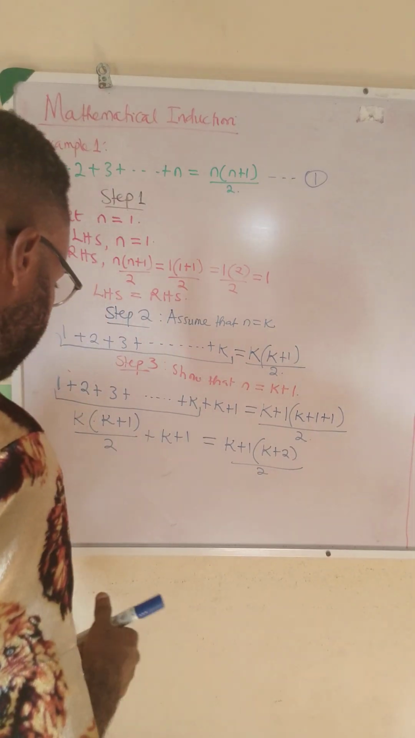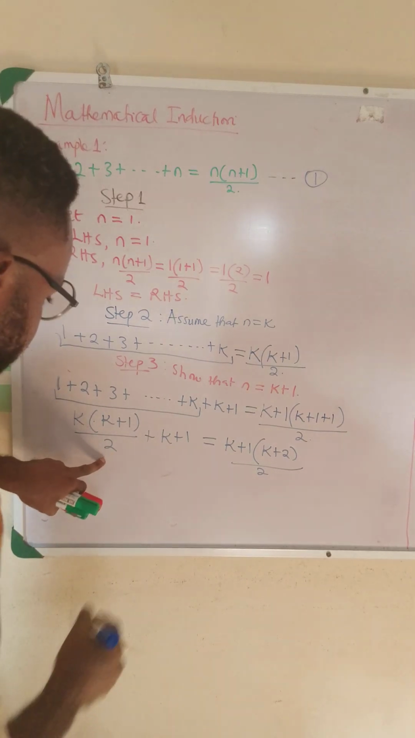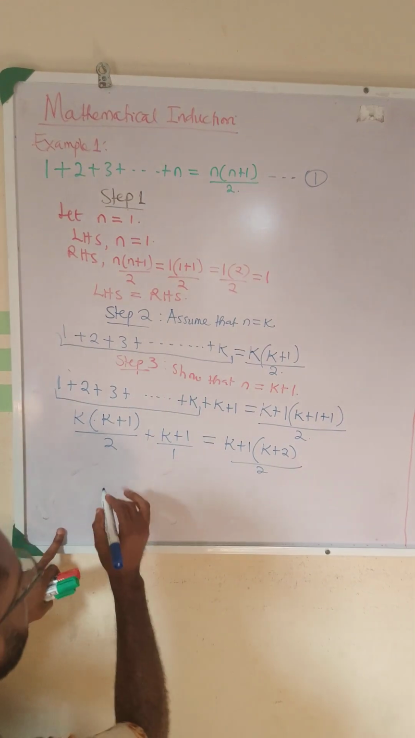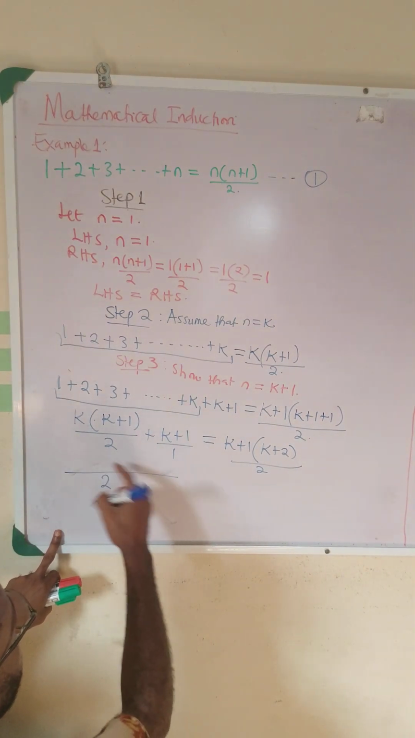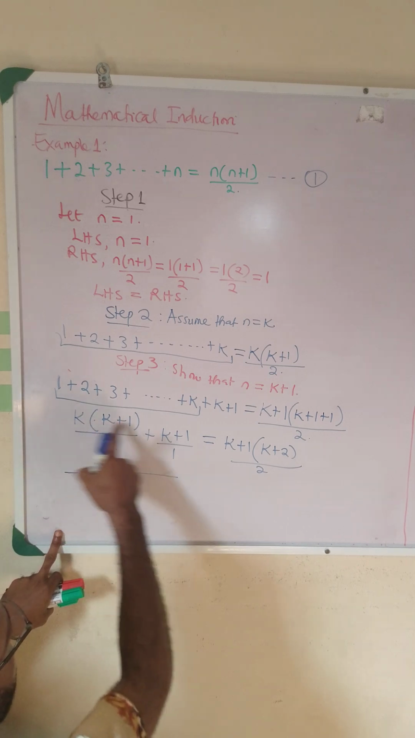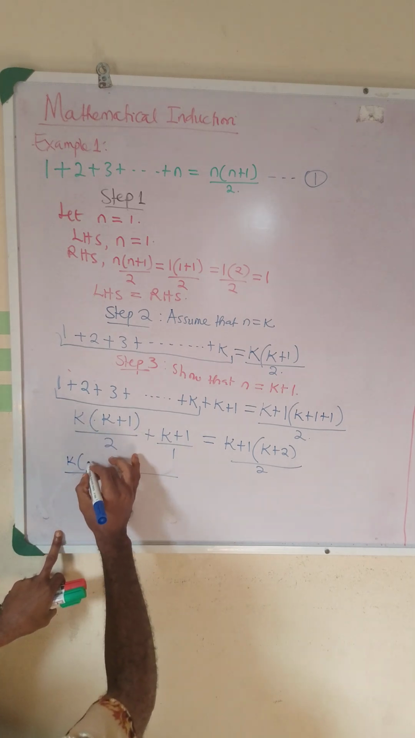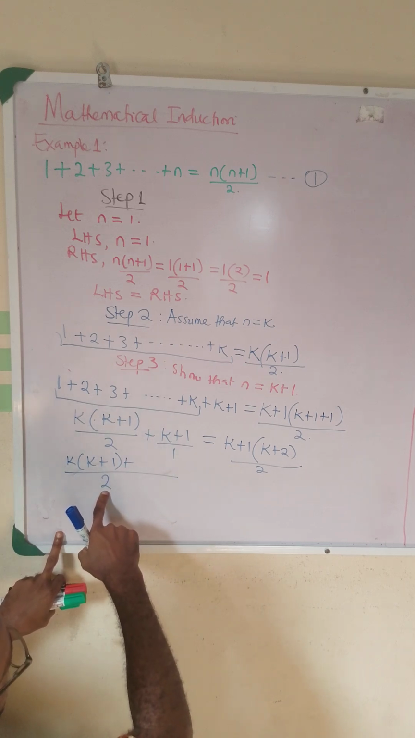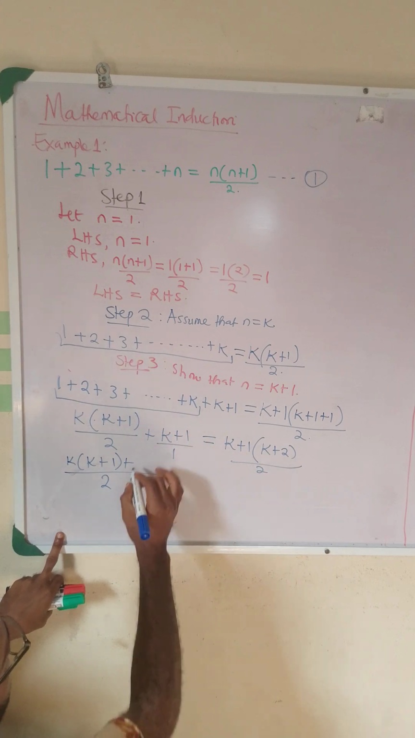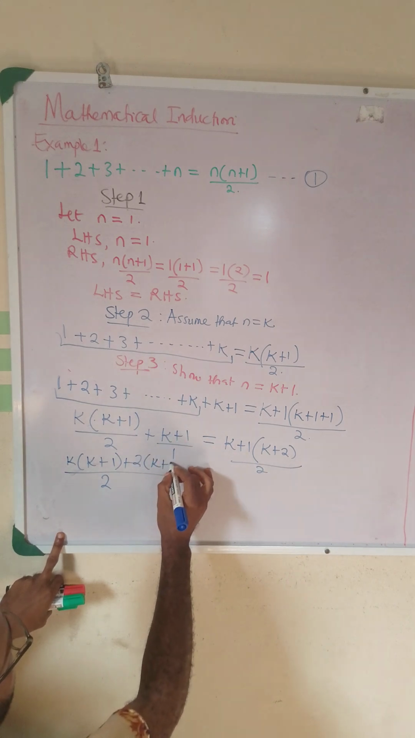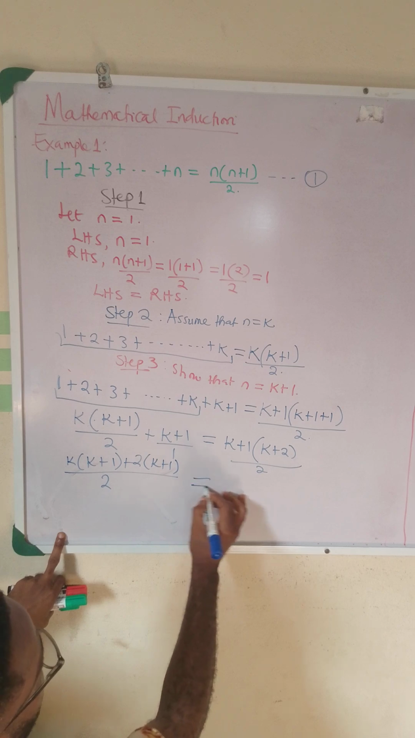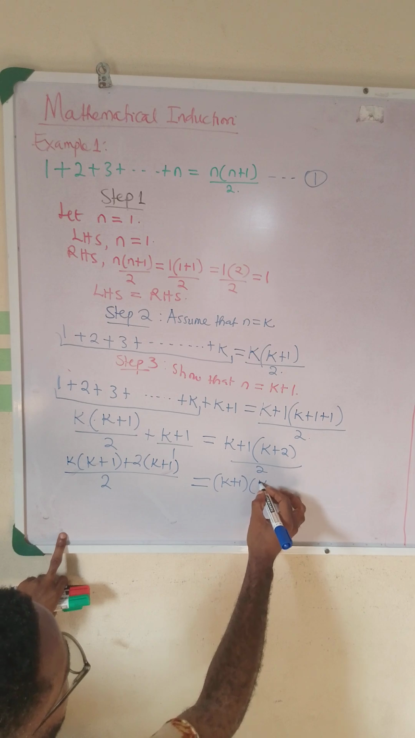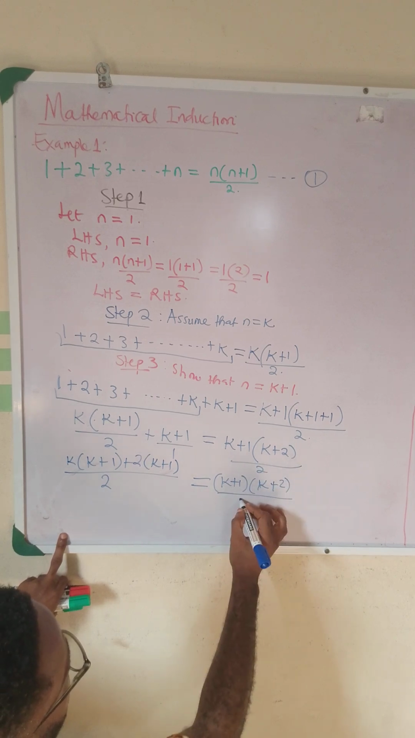And so we continue our solution. Now, since we have 2 here, we can take the LCM. The LCM of 2 and 1 here will be 2. So we have 2 here, and 2 into 2 here is 1. 2 multiplying the whole of this will give us k into k plus 1, plus 2 multiplying the whole of this will give us 2 into k plus 1, which is still k plus 1. We can put this in brackets into k plus 2 all over 2.